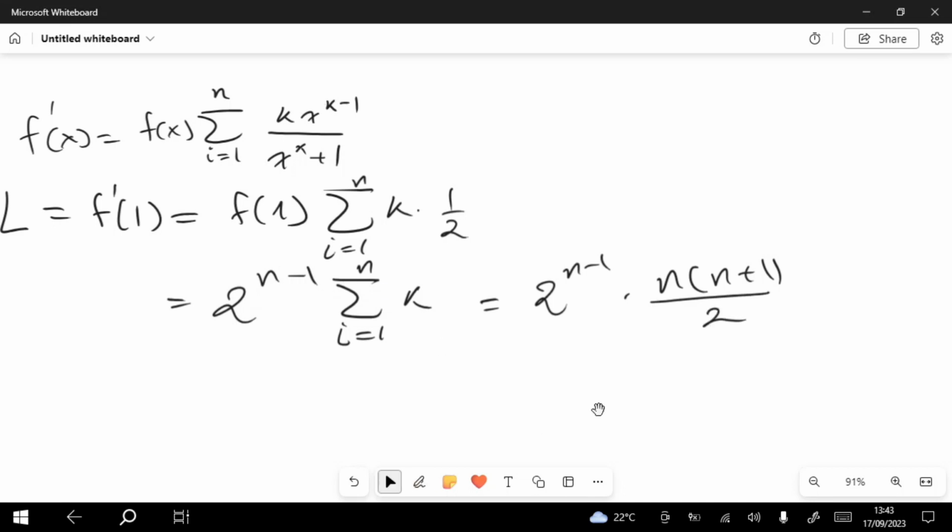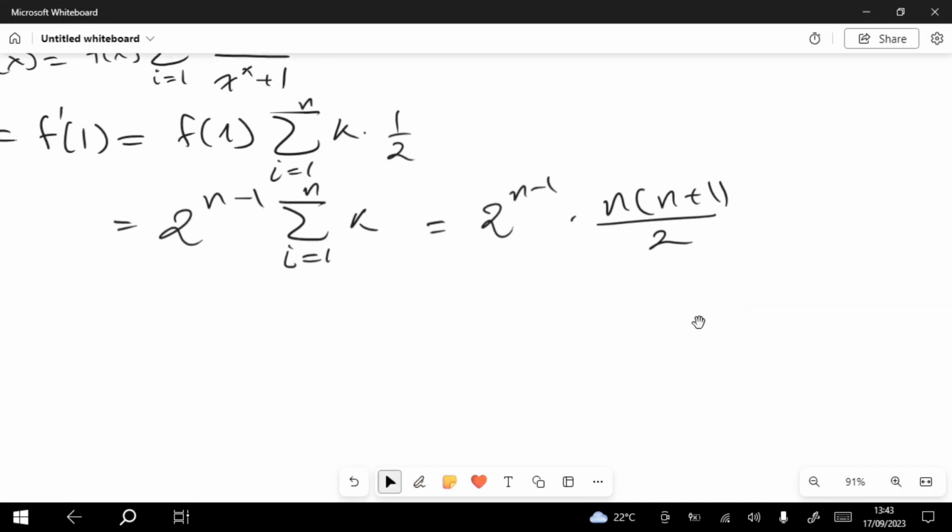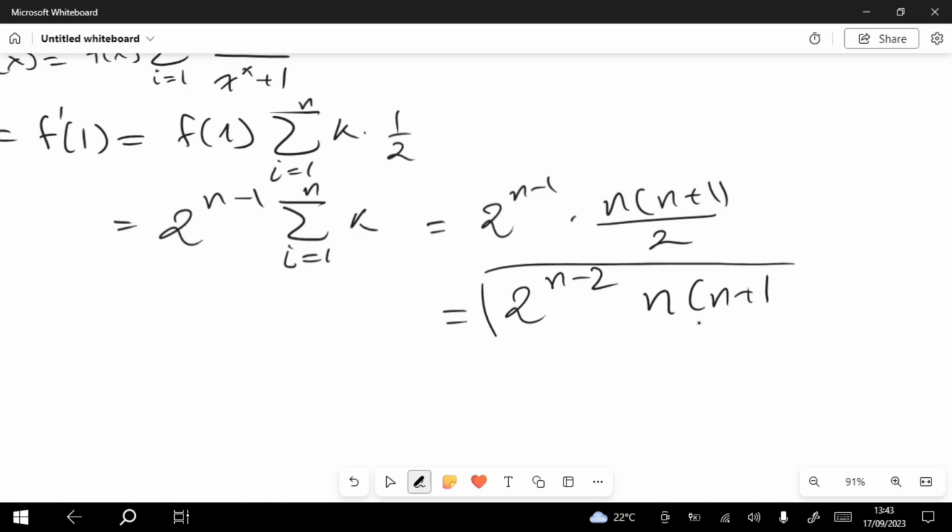Remember to memorize your summation formulas. And this 1/2 in here merges with the 2 to the n minus 1 to become 2 to the n minus 2 times n plus 1. So that's the limit right there.